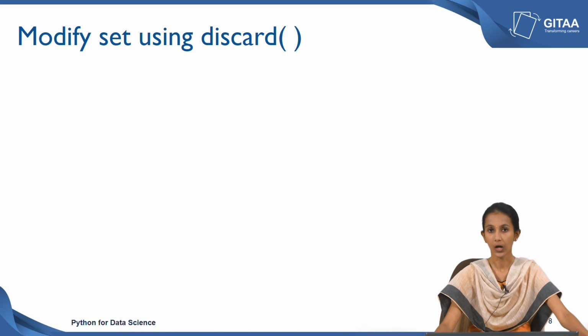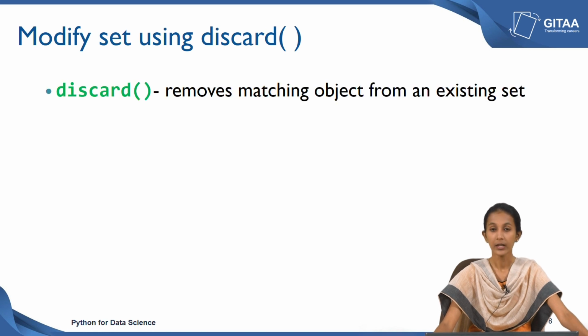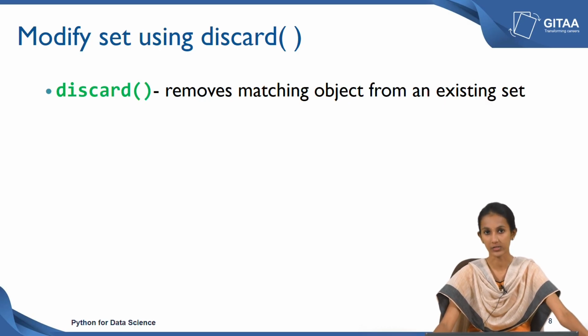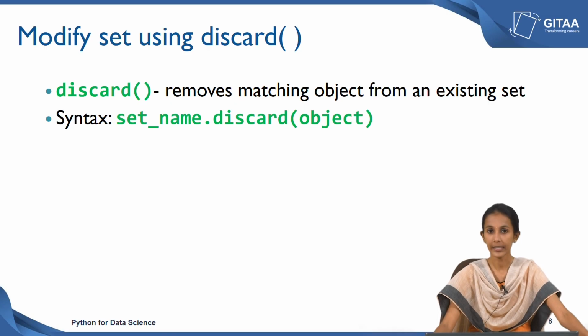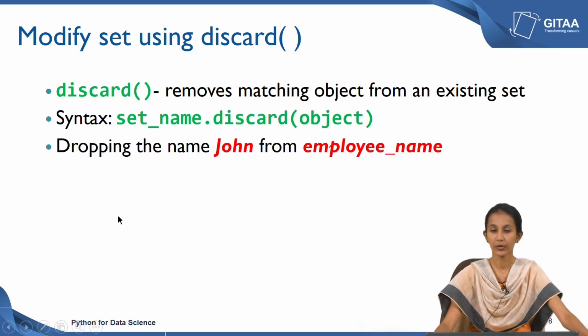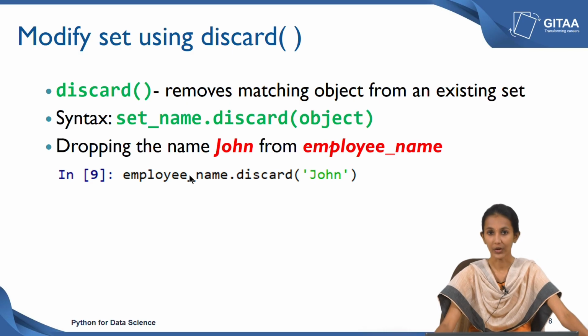Let us look at how to remove elements from this existing set. discard is a built-in function available in Python. It removes the matching object from the existing set. The syntax is set_name.discard, and inside the parentheses you specify the object, which is a value. If you want to remove John from the employee_name set, our command will be employee_name.discard, with John, an employee name, inside the parentheses.